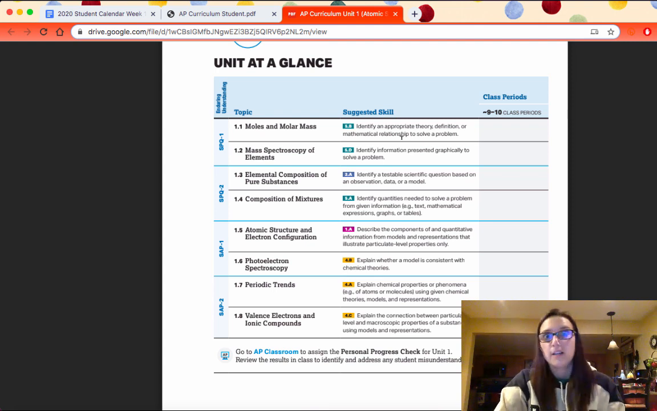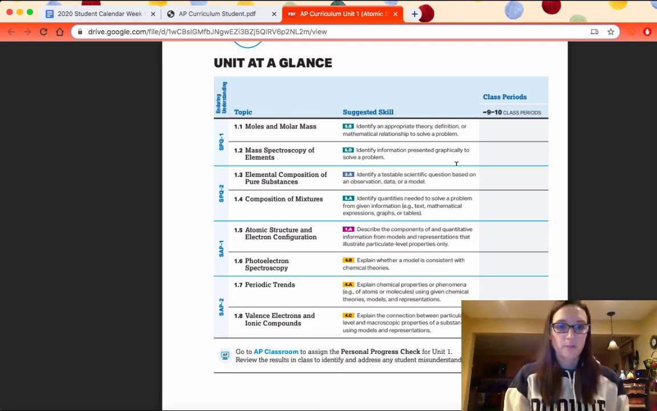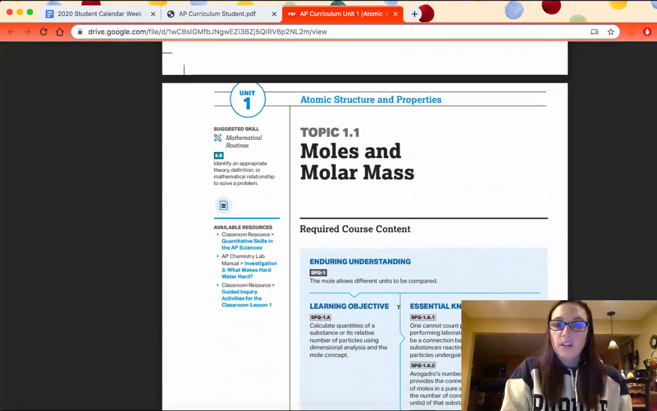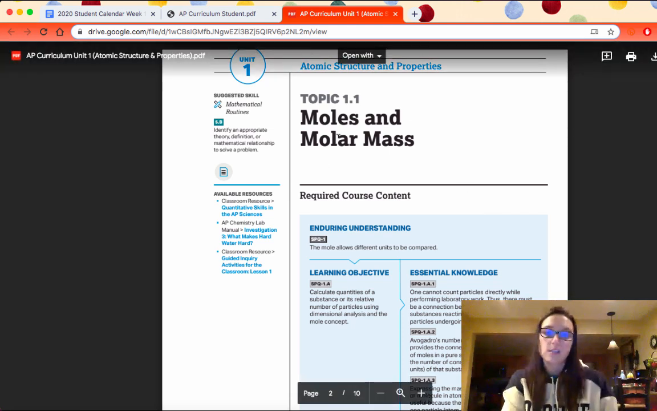For example, for mass spectroscopy, it might be a multiple choice question that gives you a graph and asks you to identify some information about isotopes. So those are your suggested skills. Then within the unit guide, you have each of the topics. This is probably one of the most important ways that you can study: by looking at these topic pages. Each of the topics has its own page.